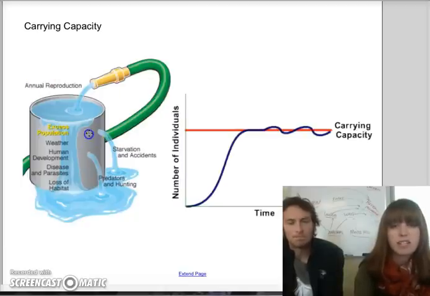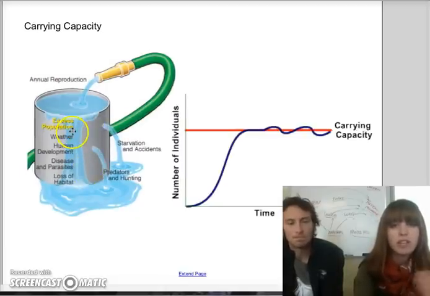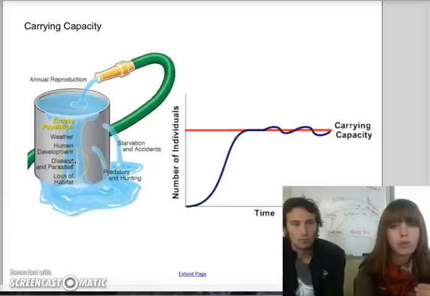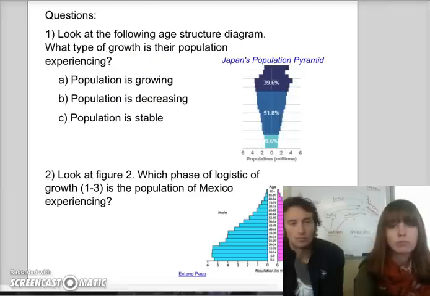So this is another example, just kind of a visual showing how you reach the carrying capacity in a population. Eventually, there's things that are going to check the population growth. And so you're going to see that stabilization of growth.